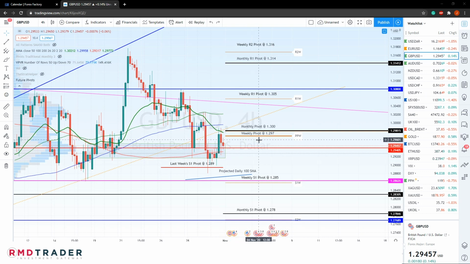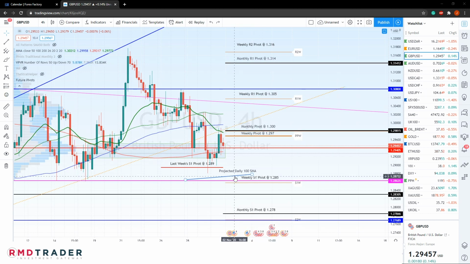at 1.297. This means that the immediate area of resistance would be this monthly pivot and weekly pivot area between 1.297 and 1.3. And of course, any rejection or retest from this area would be important to keep an eye out for, as price action should indicate whether we will see a break higher or lower.